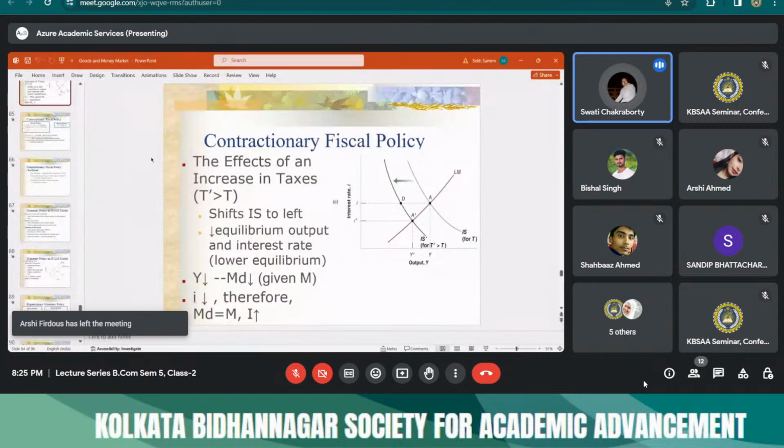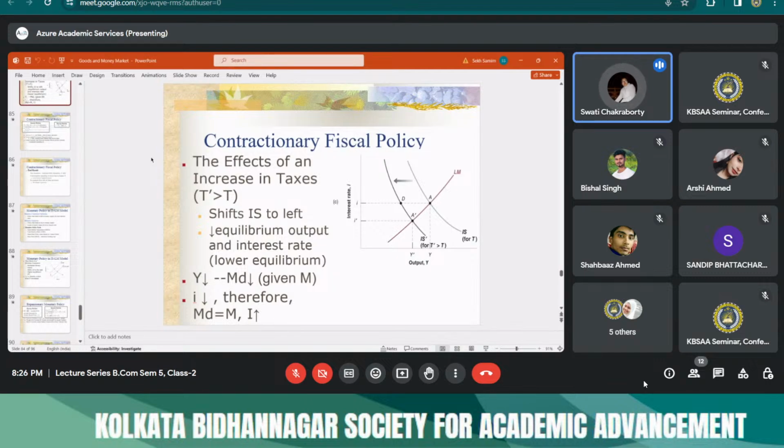Let's go through it in a more detailed way. When tax increases, the disposable income goes down. You have less money on hand, so consumption goes down, demand goes down, production goes down, so income goes down. It's a cyclical process. Consumption goes down, demand goes down, production goes down, output goes down. As a result, investment also goes down.